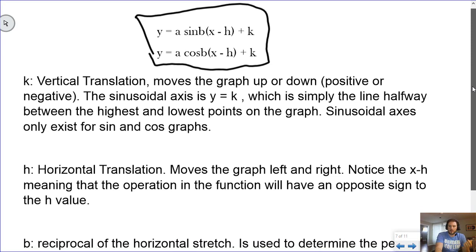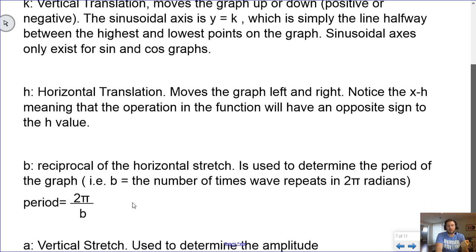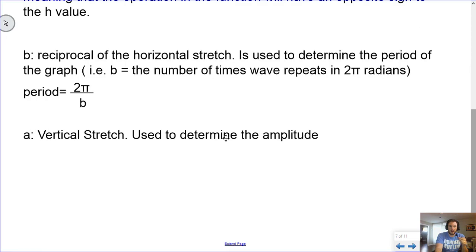b is the reciprocal of my horizontal stretch. So as the b value gets bigger, my graph actually shrinks. It compresses. So we're going to find the period of our graph, how long it takes that graph to repeat, by taking our original period, which was 2 pi, and dividing it by b. So if I had a b value of 2, that new graph is going to have a period of pi radians, because it's going to take 2 pi and divide it by 2, and it's going to shrink it. And then finally, our a value is our vertical stretch, and we use this value to find our amplitude.